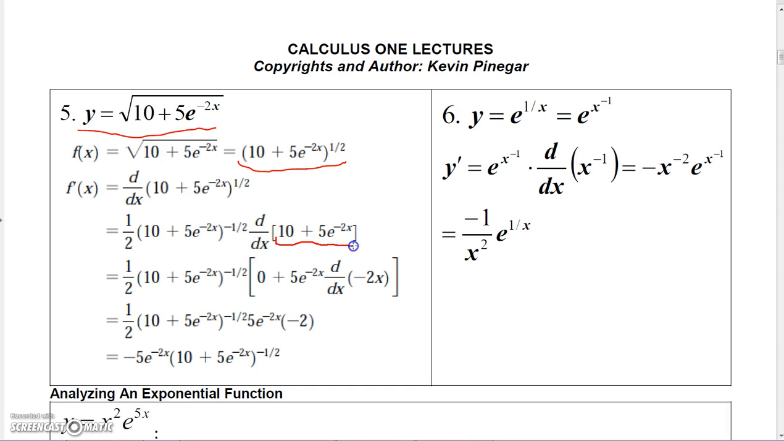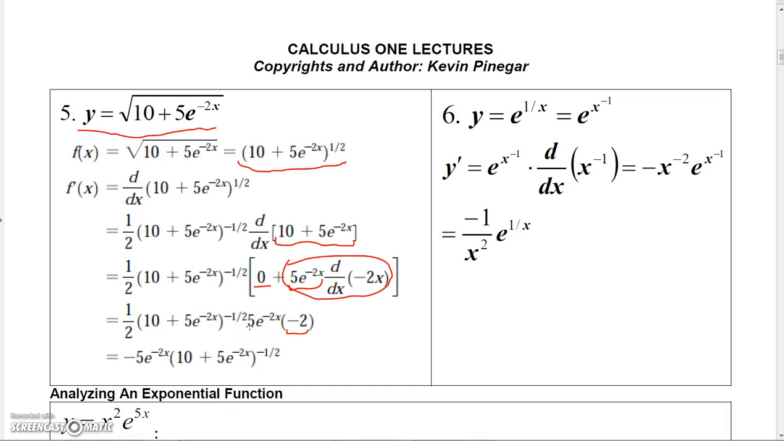Well, the derivative of 10 is 0, and the derivative of this would be 5e to the negative 2x times the derivative of negative 2x, which of course is negative 2. And since this is just 0, you're just going to get this term multiplied by this. And so that's where you get the 5 times e to the negative 2x times negative 2. But actually the 1/2 over here and the negative 2 will sort of cancel and give you negative 1.